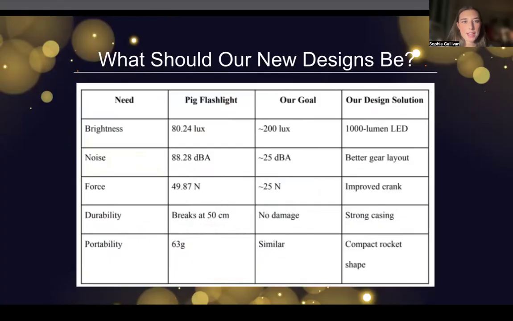Now, what should our new designs be? Now we organize our ideas into a table. This shows what measurements we wanted to see in our product along with what the current flashlight provides us with, shown in the columns on the left side of the table. And as you can see in our design solution, we decided on a 1,000 lumen LED light, better gear layout, improved crank, strong casing, and a compact rocket shape.